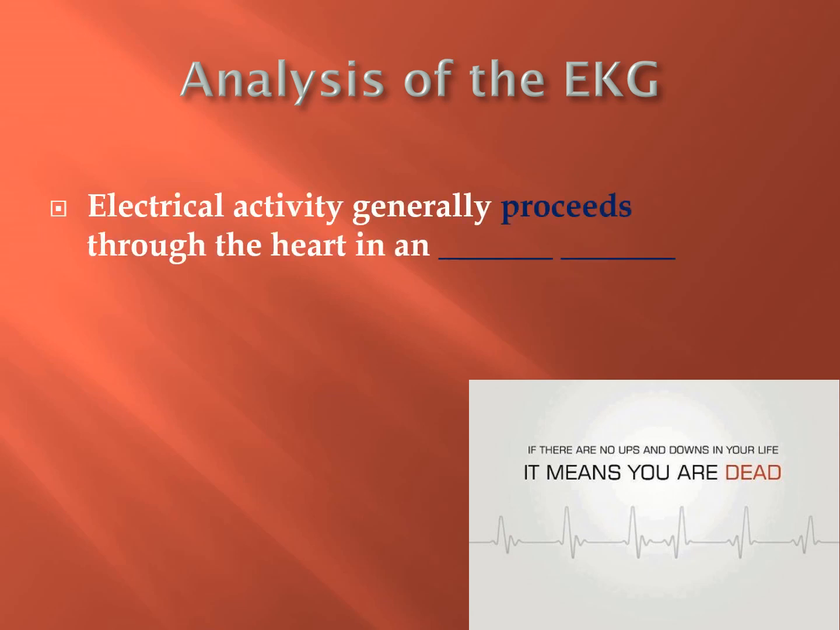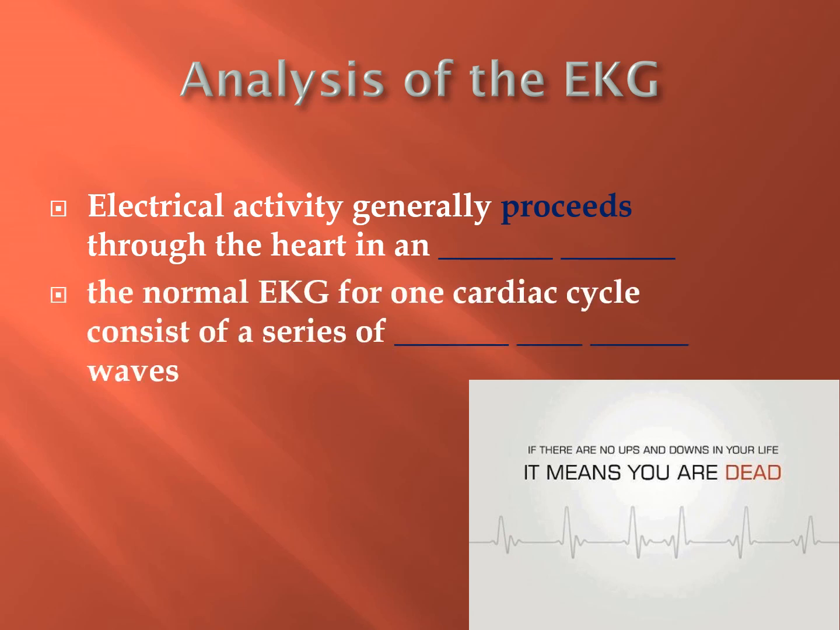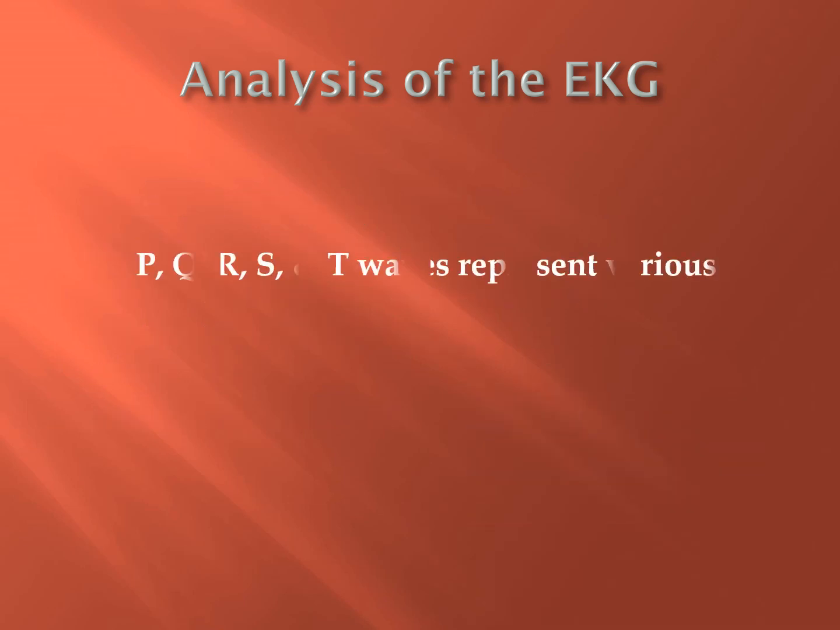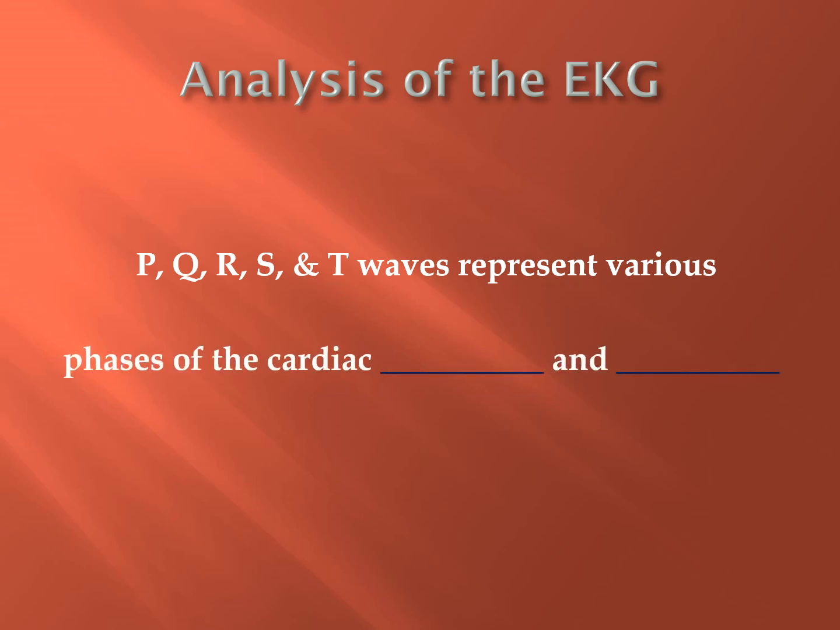The electrical activity generally proceeds through the heart in an orderly sequence. The normal EKG for one cardiac cycle consists of a series of positive and negative waves. The positives go above the line, the negatives go below the line. These are called the P, Q, R, S, and T waves, and they represent various phases of cardiac repolarization and depolarization.